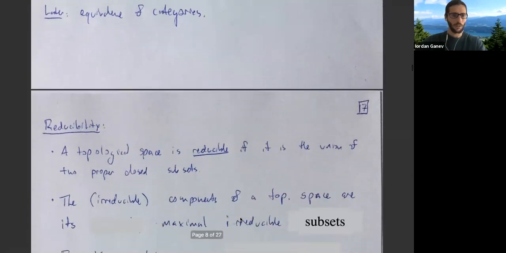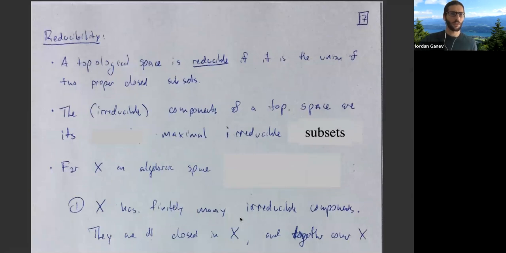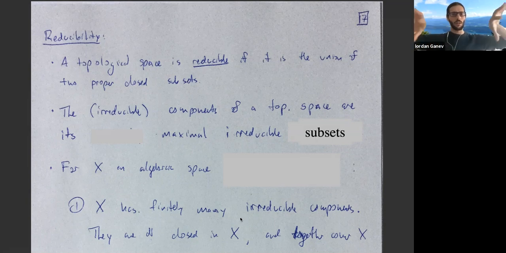Okay, I want to say a few words about reducibility. This will probably not be too important in what comes next, but let me just say a few words because it may come up in some later things. This is a different notion of reducibility than the algebra being reduced. The terminology is kind of confusing. I hope you can keep it straight. So a topological space is called reducible if it's the union of two proper closed sets. So basically, if we have two closed sets and they don't intersect, they're disjoint, and we can separate the space out in this way.